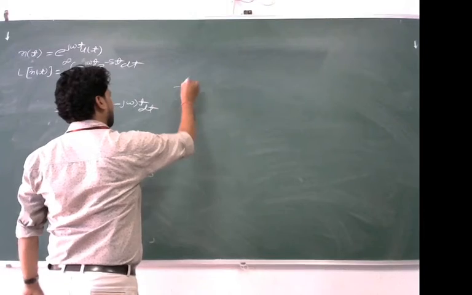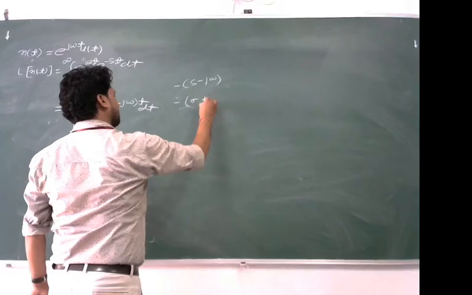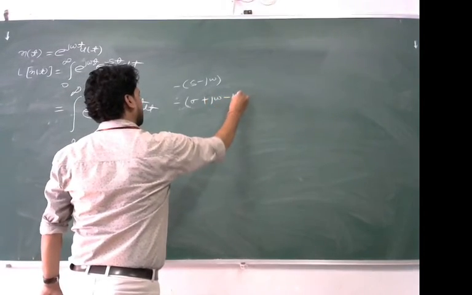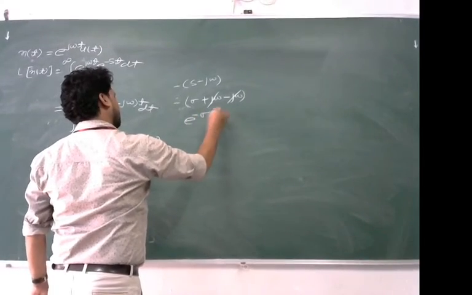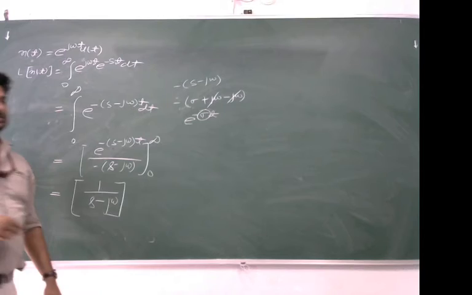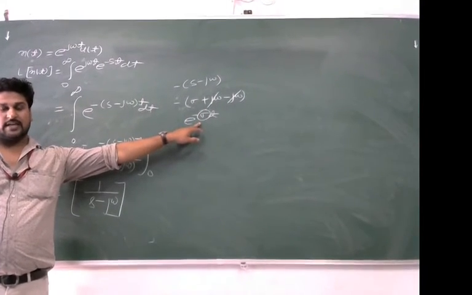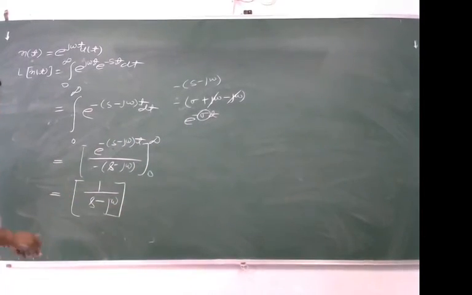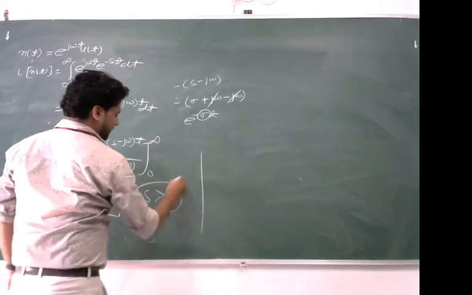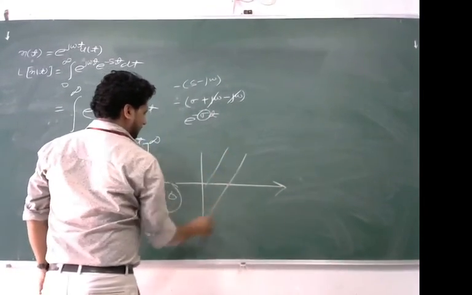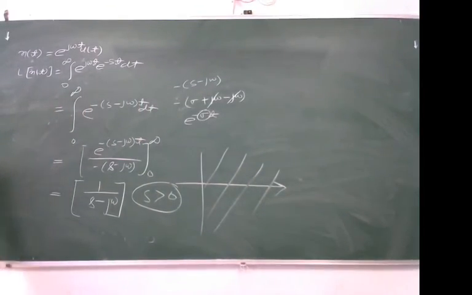Minus (s minus j omega) can be written as minus sigma plus j omega minus j omega, which means it is e^(-sigma t). For the existence of this integration, this sigma should be greater than 0, and that is the reason of convergence for this relation. So the region of convergence for this equation will be all the positive values of sigma.